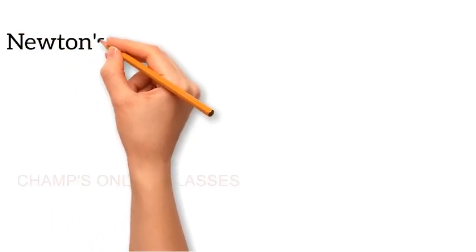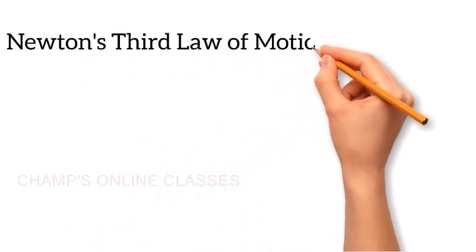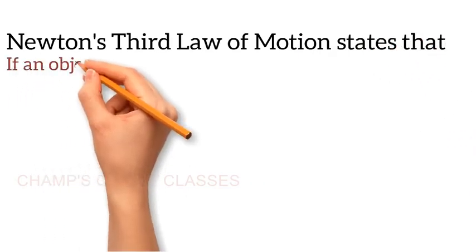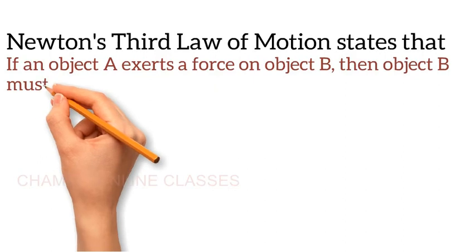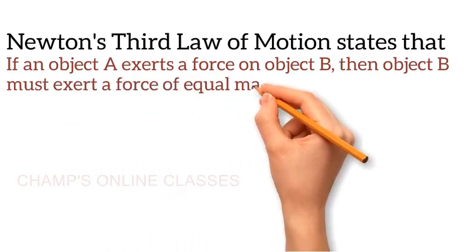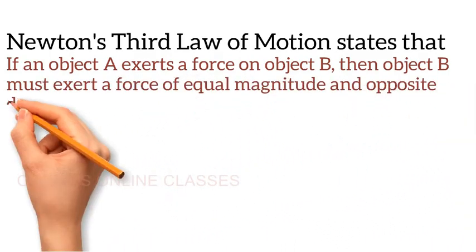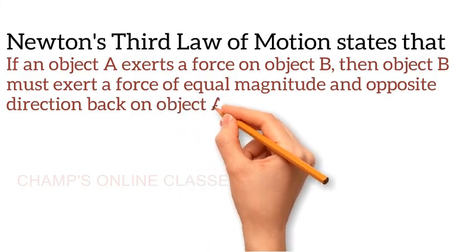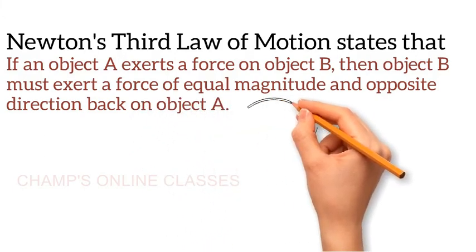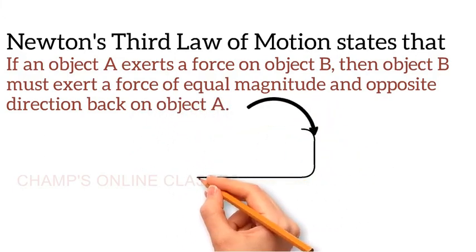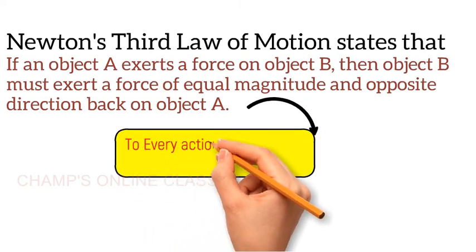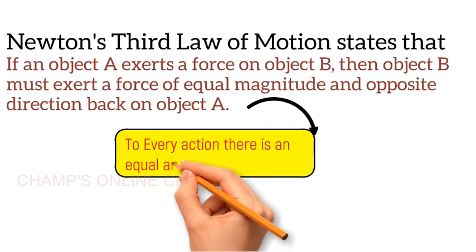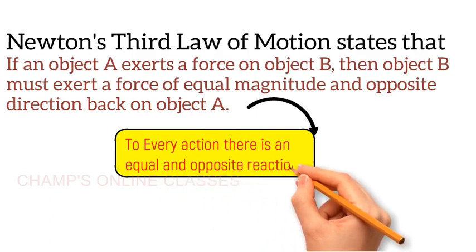Now, Newton's third law of motion states that if an object A exerts a force on object B, then object B must exert a force of equal magnitude and opposite direction back on object A. There's an alternative and more famous statement of the third law of motion, that is, to every action there is an equal and opposite reaction.